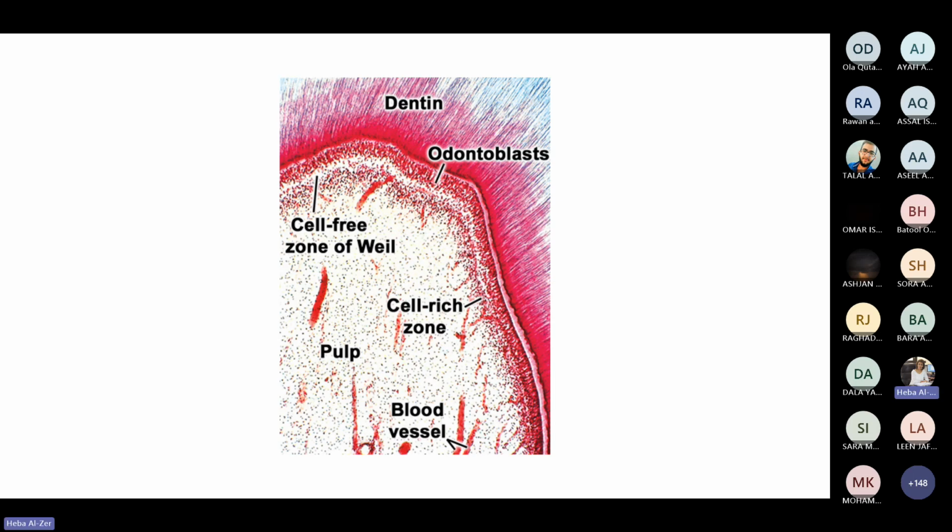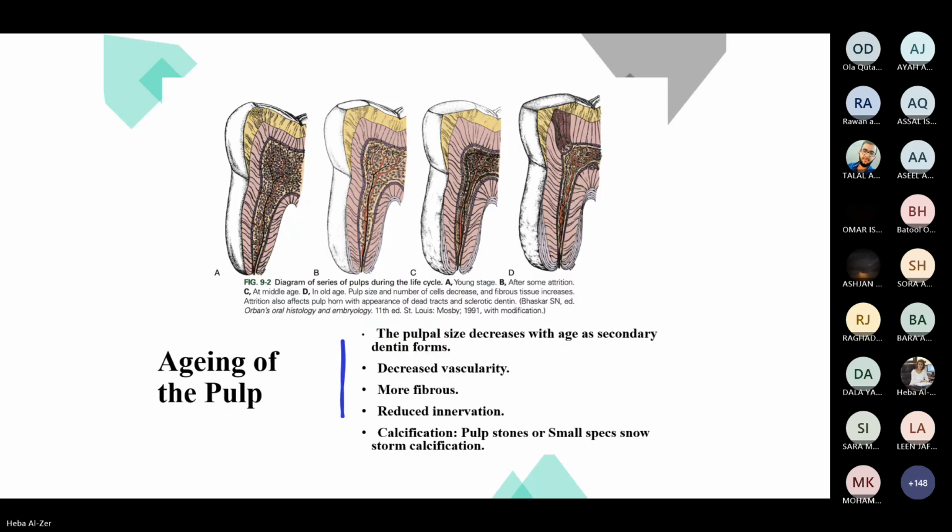Just another section to remind you of the different layers. So we have the odontoblastic layer, the supraodontoblastic layer, the cell-free zone, the cell-rich zone, and the bulk of the pulp. And as you can see, there are blood vessels here and there. And we will see a lot of histological sections showing the regions of the dental pulp in the practical session. What happens to the pulp with aging?